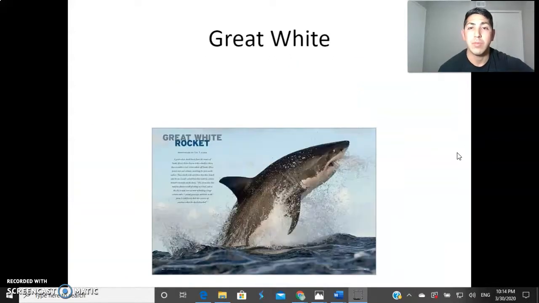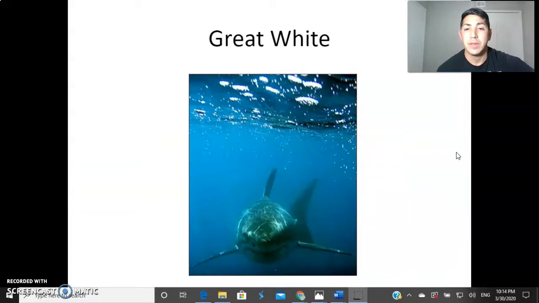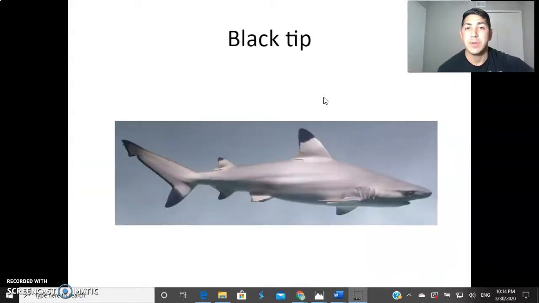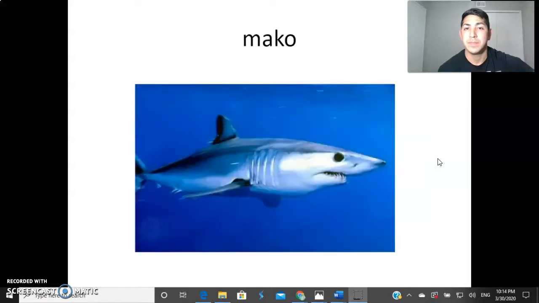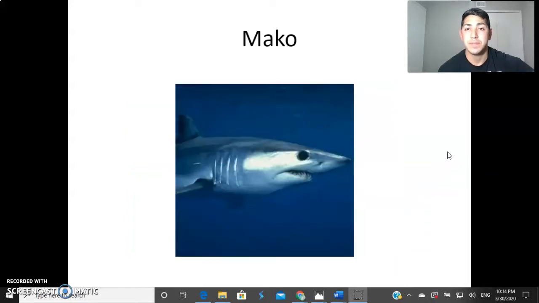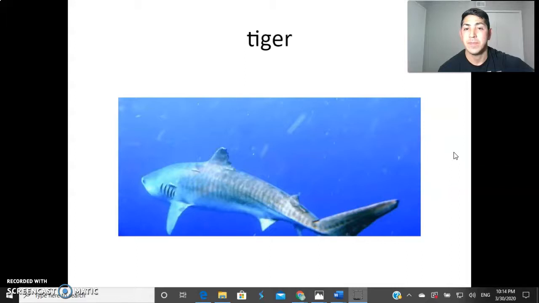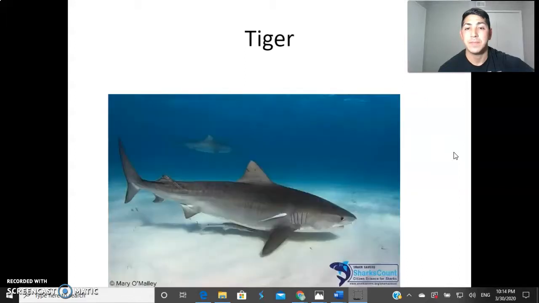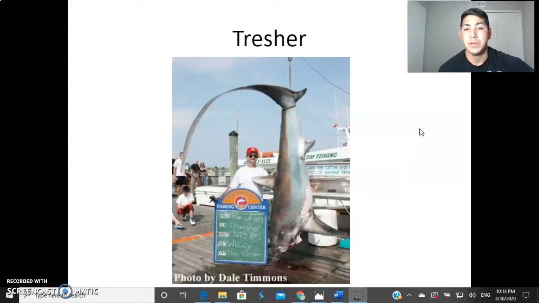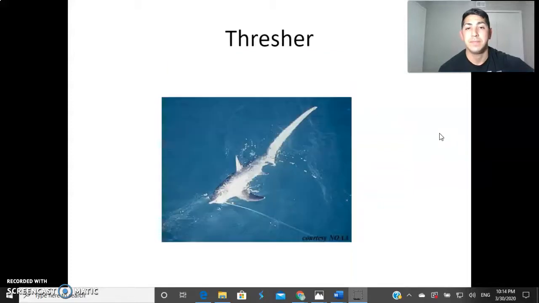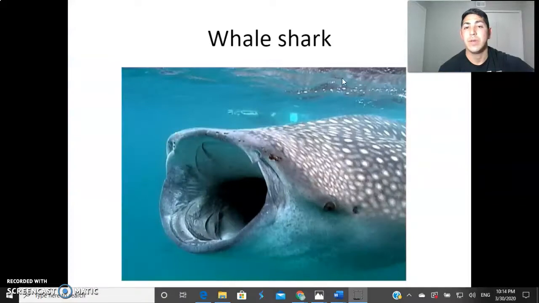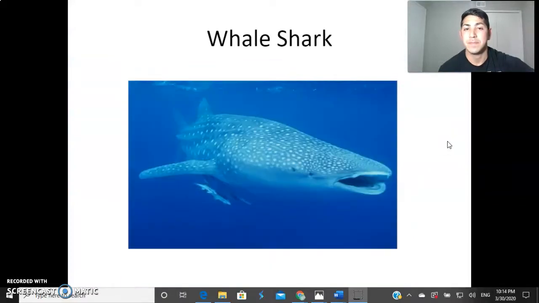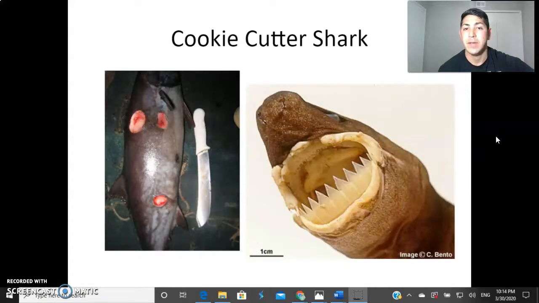So the first one is the great white, the blacktip reef shark, the bull shark, the mako, tiger, thresher, notice the long tail, the whale shark, and cookie cutter shark.